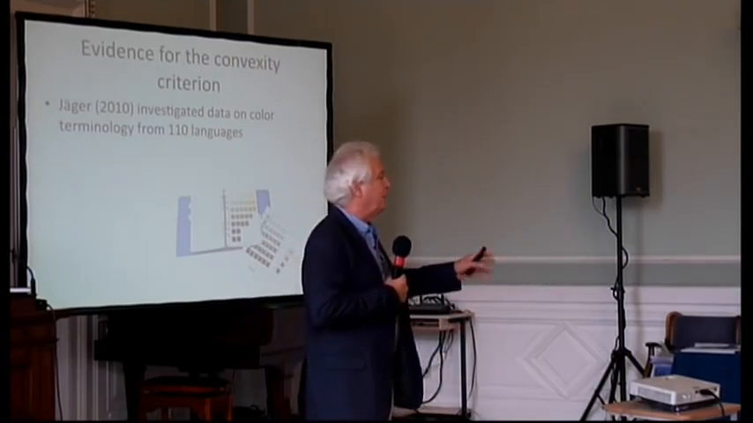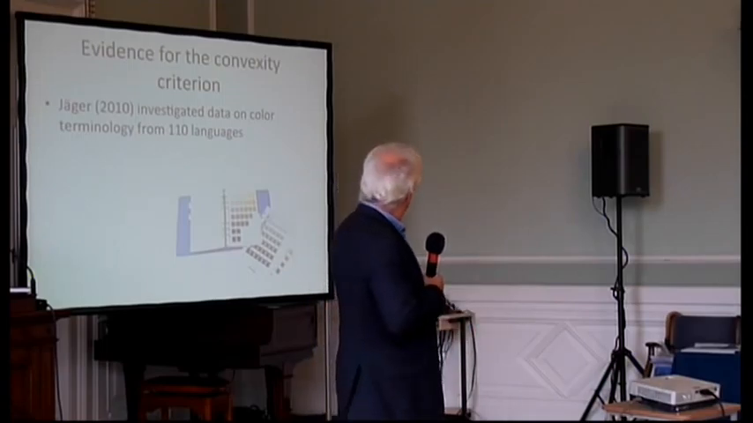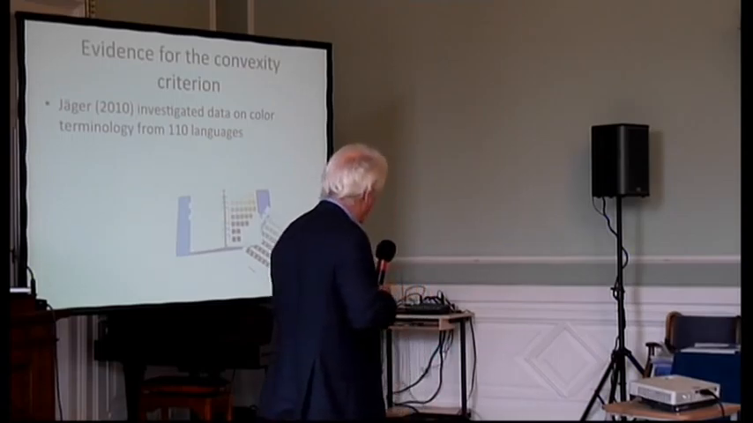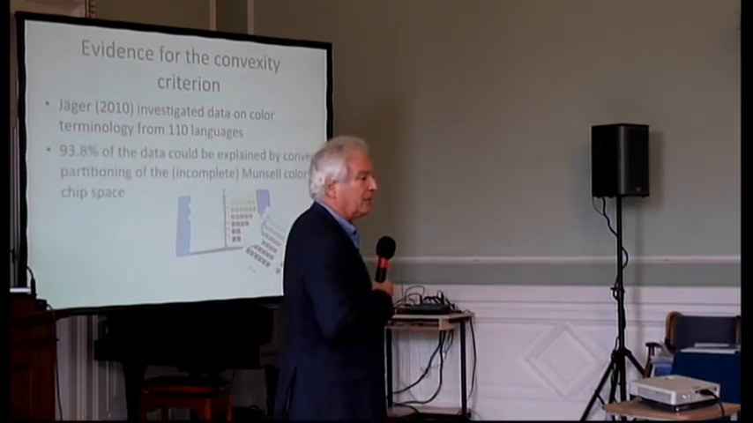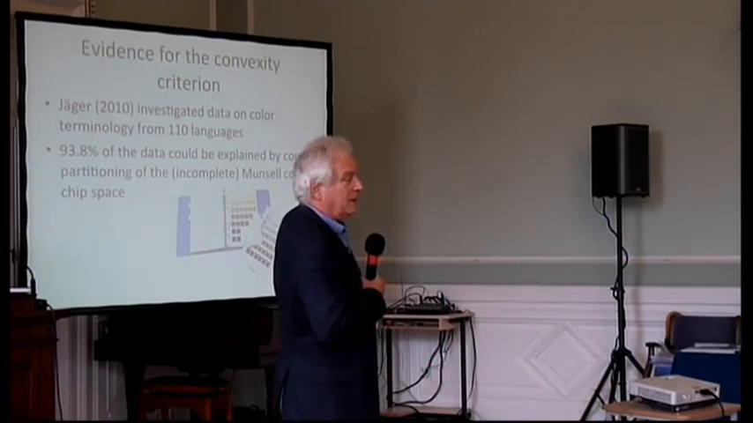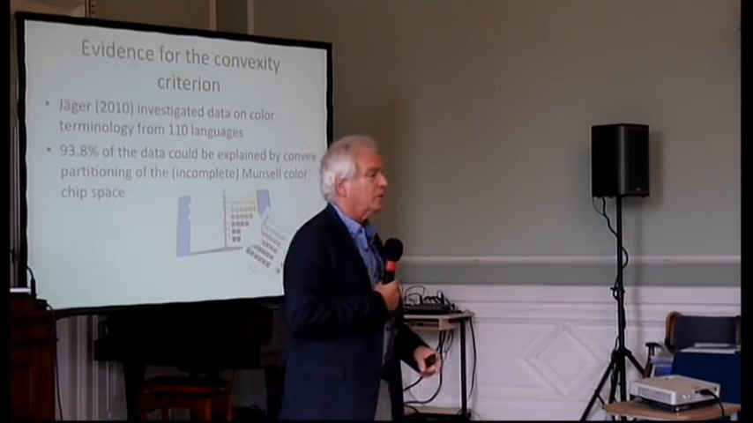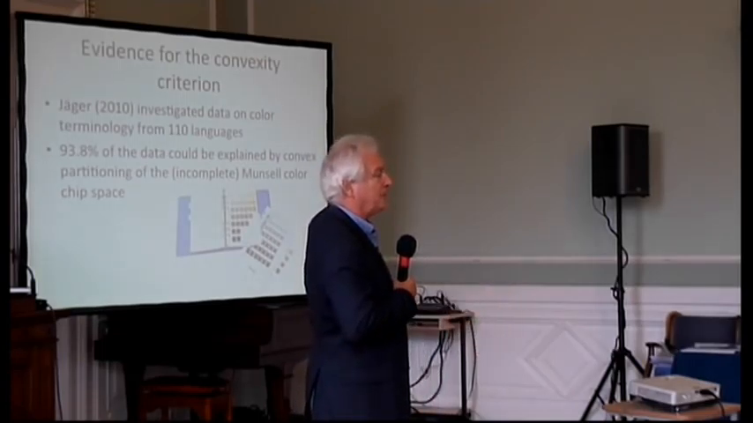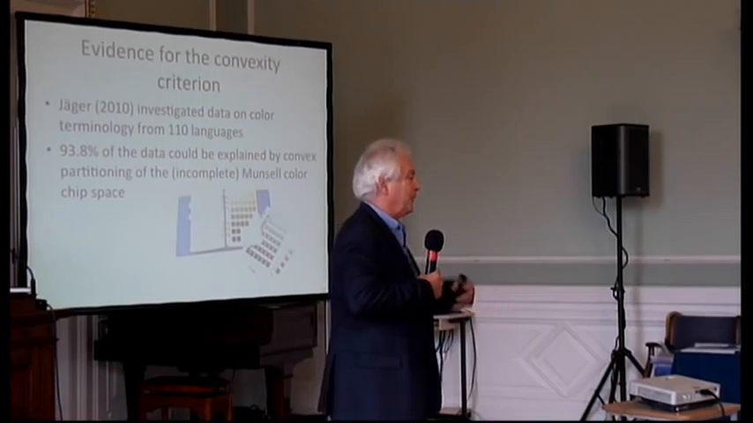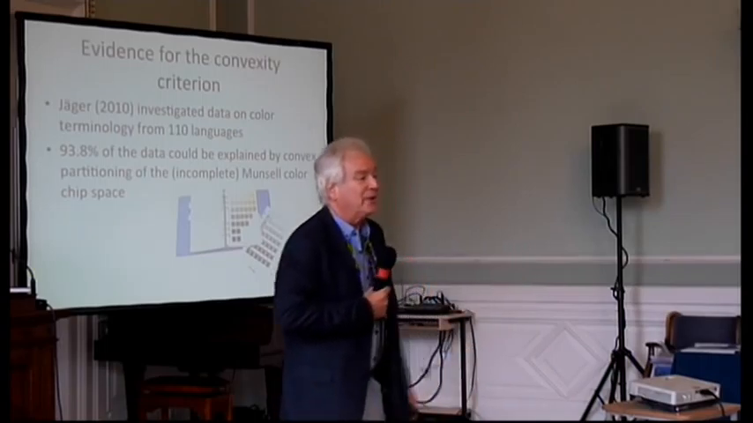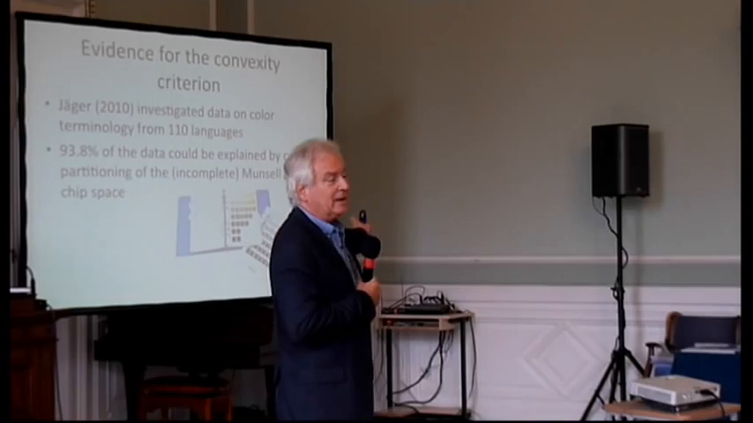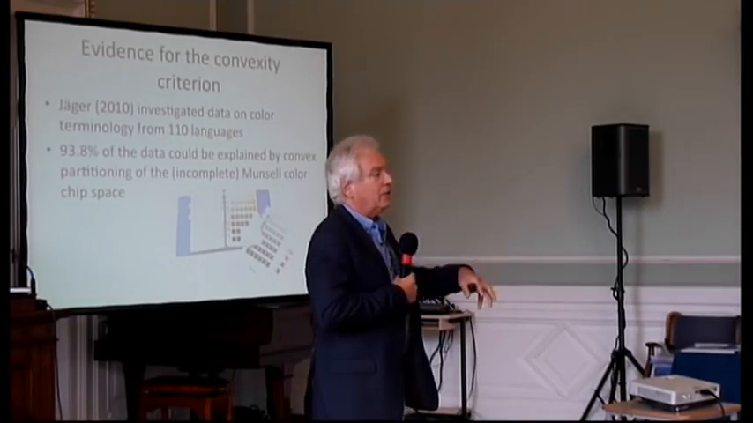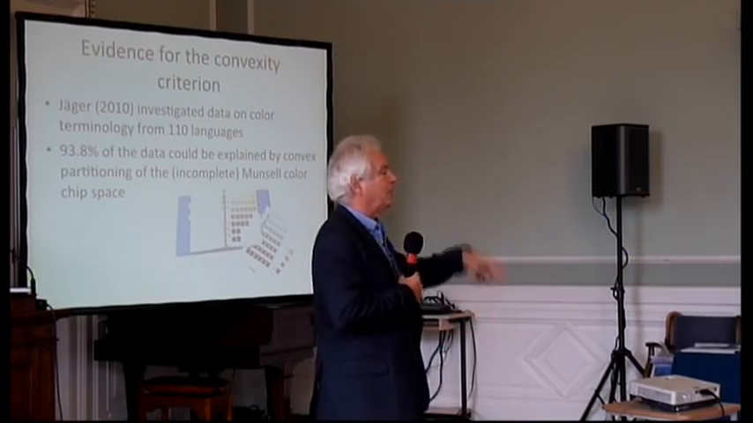Some of the languages only have 2 informants and so on. And he used the Munsell color chips, and they don't cover all of the color spaces. But basically, he checked the data available, and he found that 94% of the data could be explained by convex regions. And most of the rest is just statistical variation, because if you have 2 informants, I mean, there will be errors or non-convexity. So basically, he confirmed my prediction that in all languages, all color terms refer to convex regions.